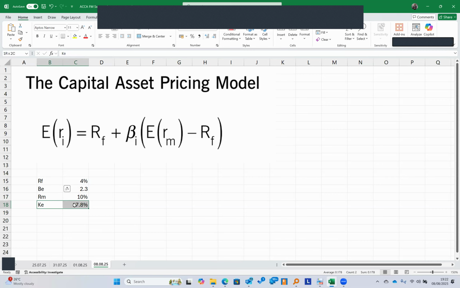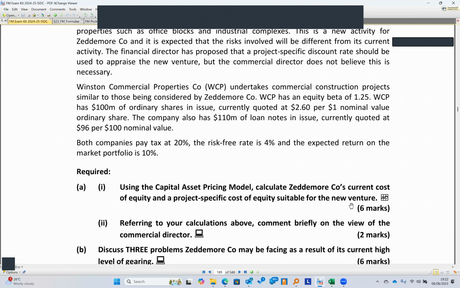They asked us to calculate the equity beta using the capital asset pricing model. You can see 6 marks easily got like that. You just have to know how to use the formula and what items you need. Okay. Any questions on that part? No. Okay.